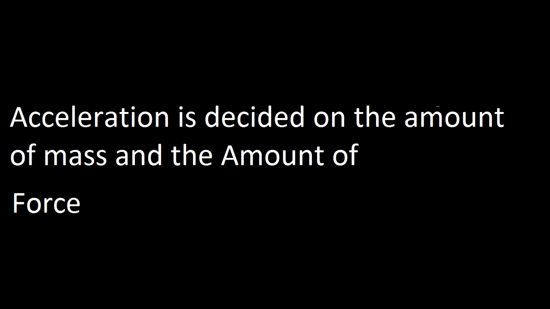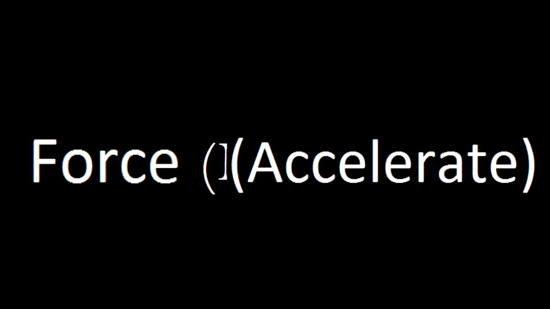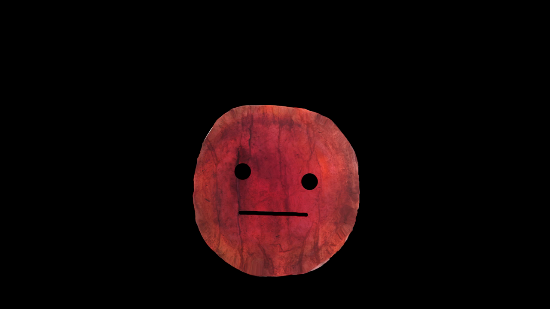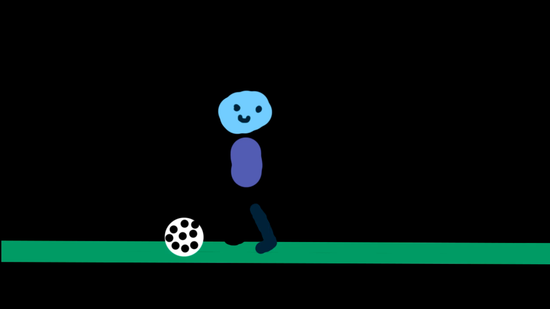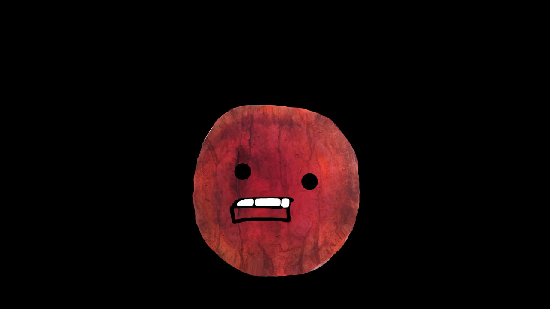Next, we have Newton's second law. Acceleration is decided on the amount of mass and the amount of force. This law's formula is known as F equals ma. F stands for force, m stands for mass, and a stands for acceleration. This law basically means that the more mass an object has, the more force is needed to accelerate it. This is why it is easier to kick a soccer ball across a field than it is to kick a truck across the field.